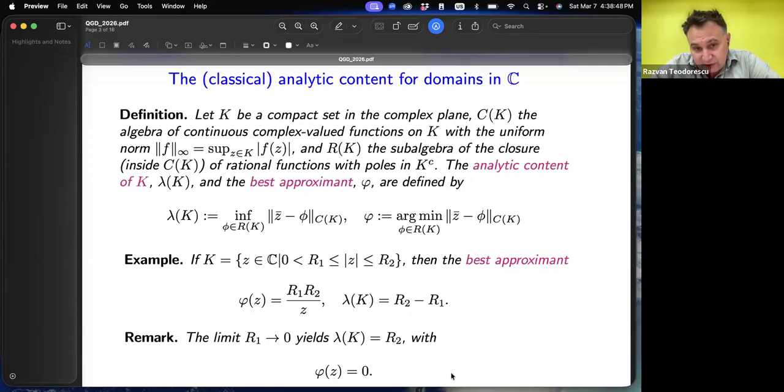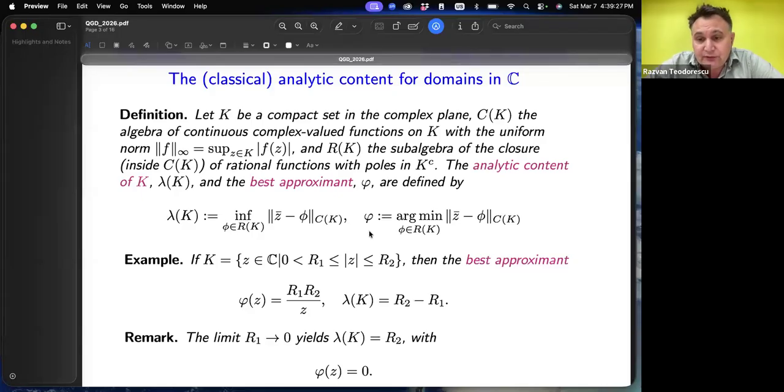Then the analytic content of this compact set, and along with it, the best approximant, denoted by this curly phi symbol, are defined in this optimization form. Lambda is the infimum in the uniform norm of the difference between the anti-holomorphic variable z bar and a function from the subalgebra of rational functions, while phi is the unique solution that realizes this analytic content.